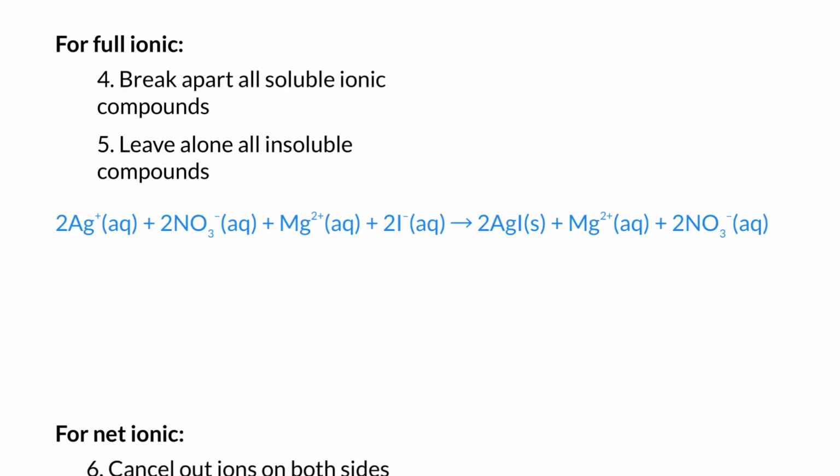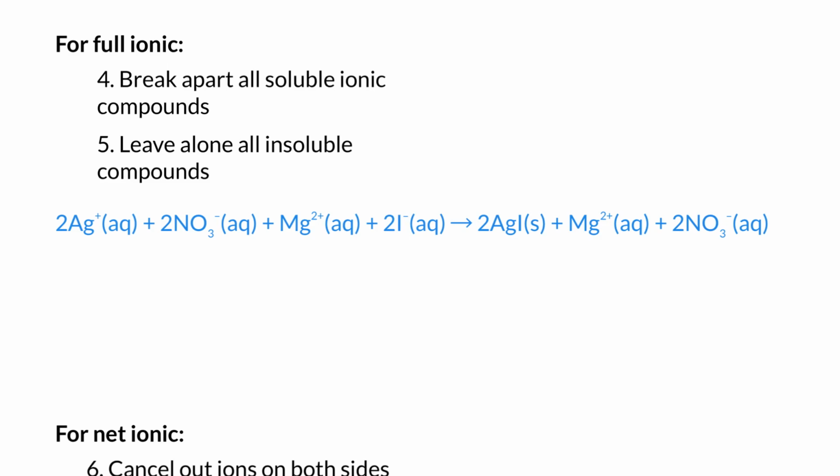If we go to the full ionic equation next, then we just break apart all the soluble ionic compounds. That silver nitrate was soluble, so we break it apart. We write the charges, and we write AQ next to each thing. The same with magnesium iodide. So both the magnesium and the iodide we break down. But on the other side, that silver iodide did not dissolve in water, so we absolutely did not break it down. We just left it put together.